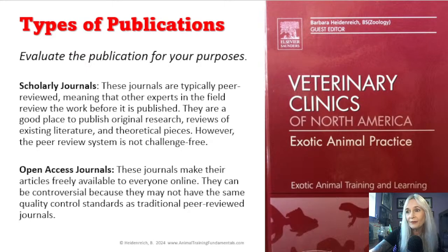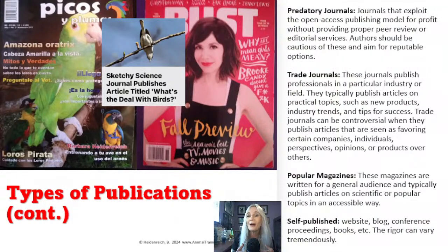So that's another type of publication. And then you may have heard about predatory journals. These are the ones that exploit the open access publishing model for profit. They don't really provide a peer review process, even though they may say so, and they basically ask an author to pay to be published. So it can be a way for somebody to get published in a quoted journal, but it's pretty shady. You may have heard about this one where I have the bird there, where it says sketchy science journal publishes article titled "What's the Deal with Birds?" If you look it up, it's a complete nonsense article. And the author actually did find a way to not have to pay the fee, but it still got published.